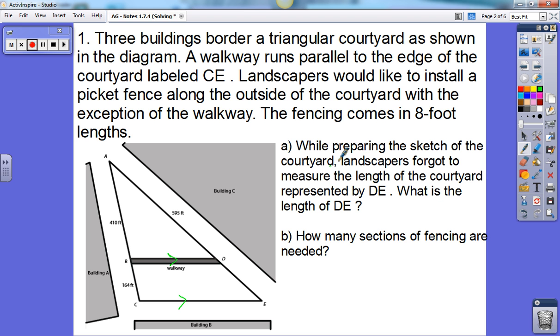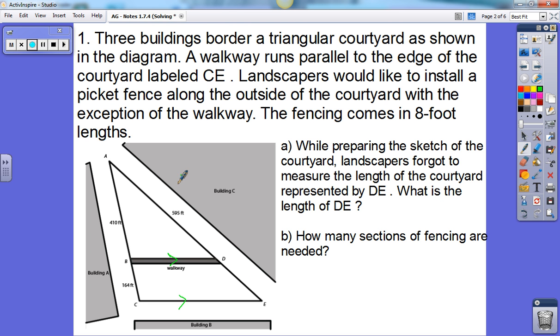So the first thing that we need to do is it tells us that while preparing the sketch of the courtyard, landscapers forgot to label this length right here, so we need to do that. And then we need to figure out how many sections of fencing it is going to take to put up a picket fence along the outside.